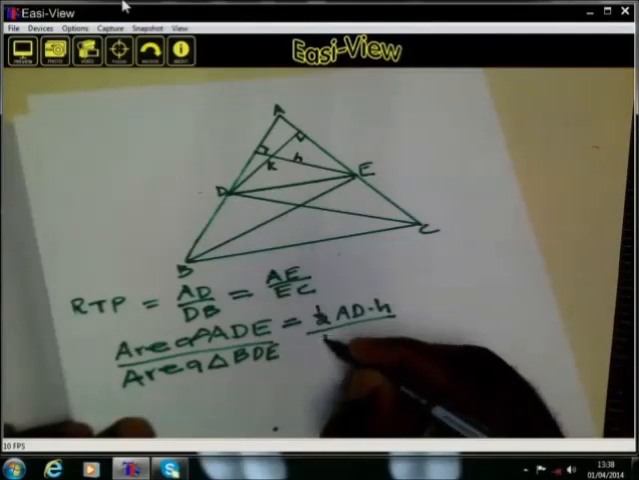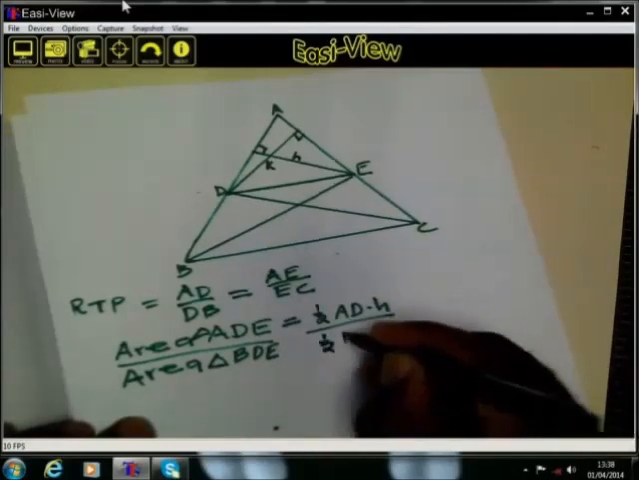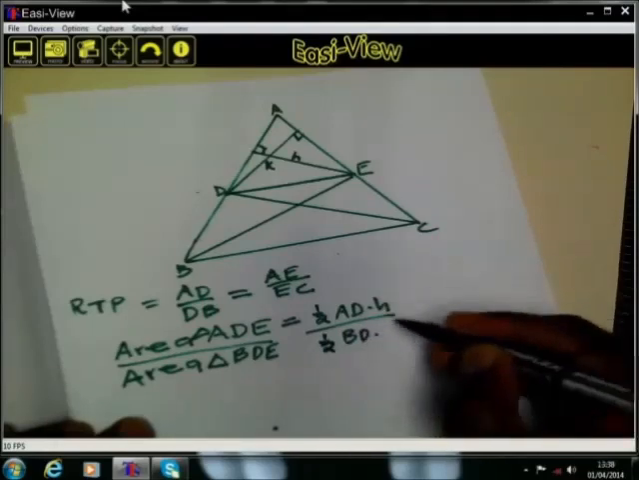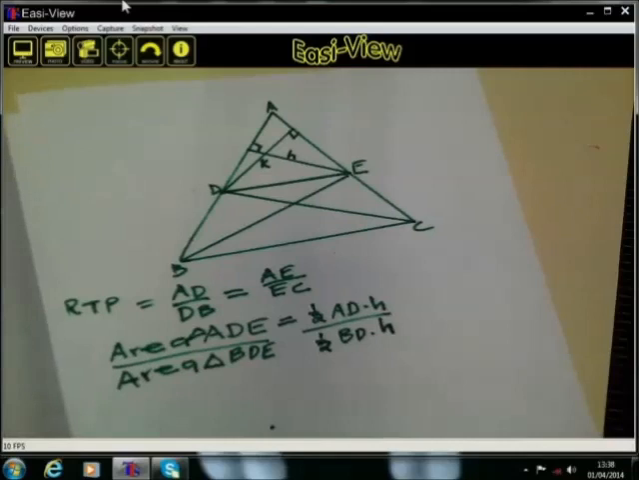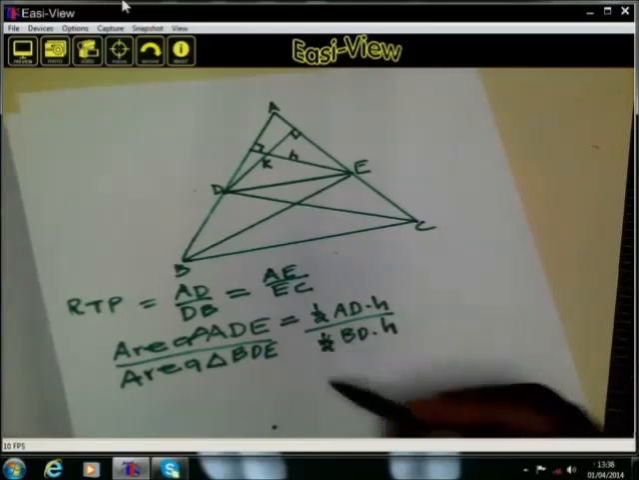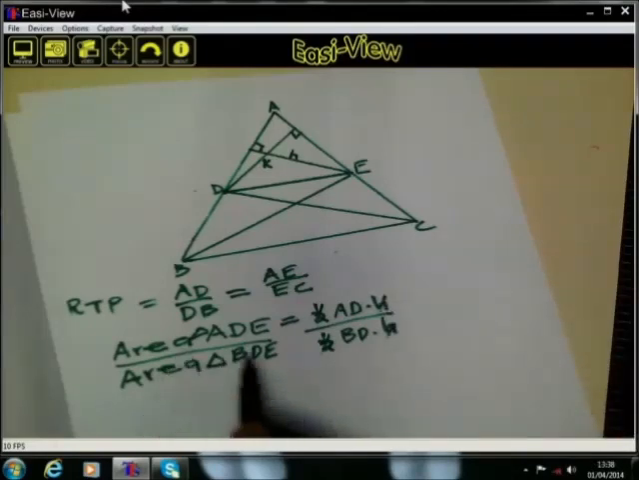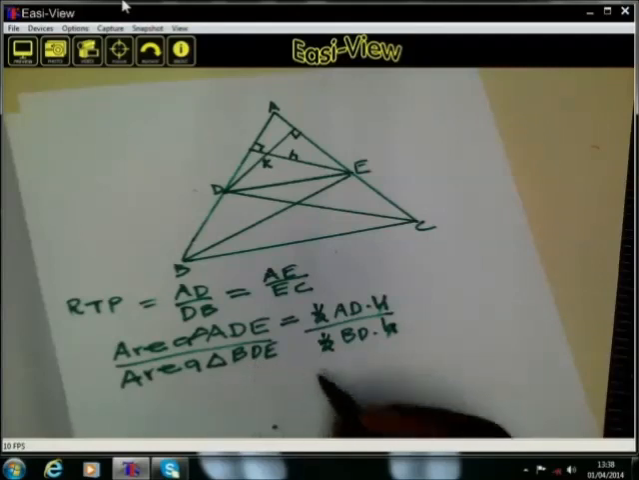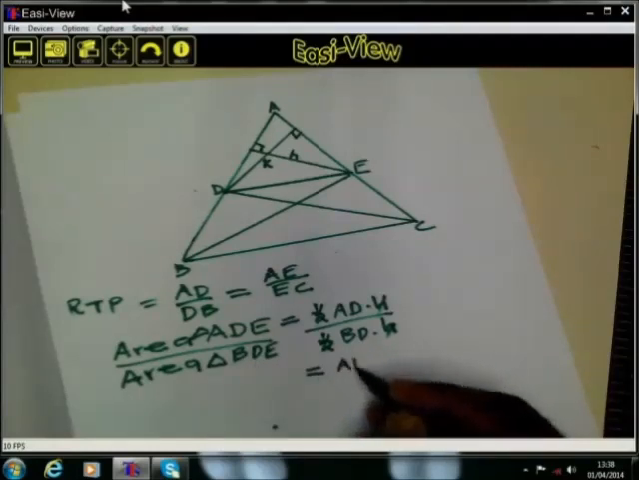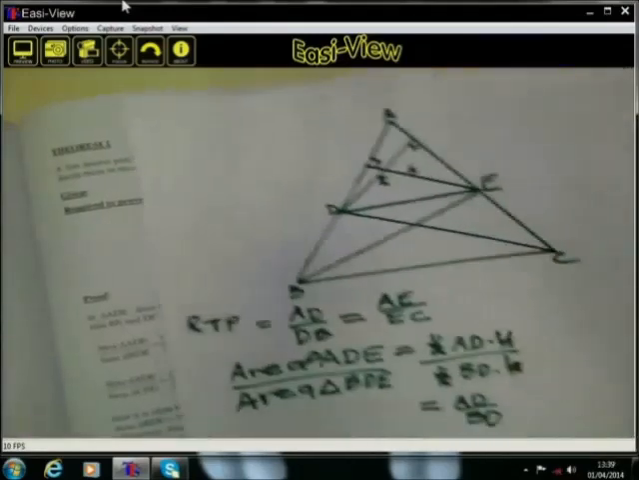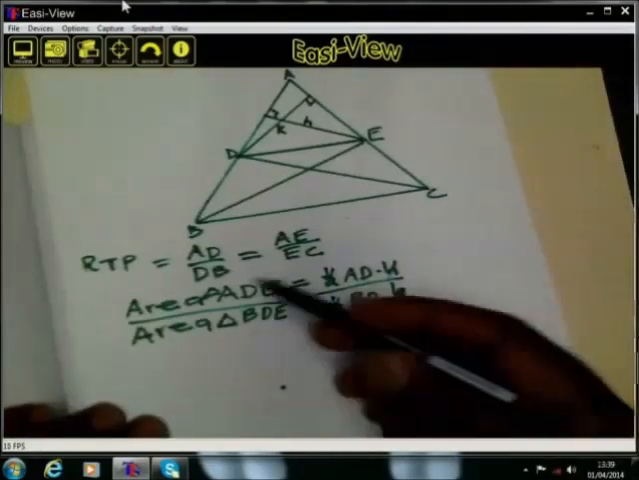So you are also multiplying by half BD, multiplied by the perpendicular height, H. Now you can easily see that the half will cancel the half and the H will cancel the H. So the area of triangle ADE over the area of triangle BDE will be equal to AD over BD. And that is what the book says. Let's quickly check on that. This is what the book says: AD over BD.